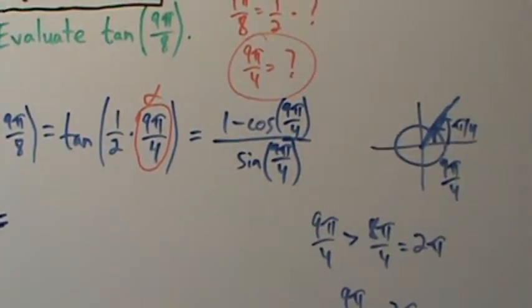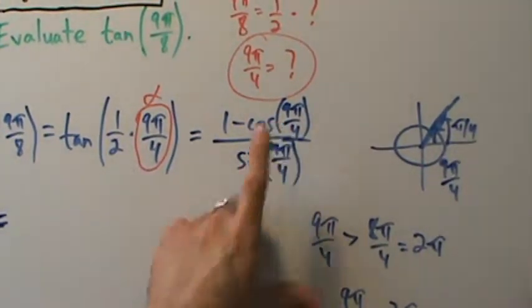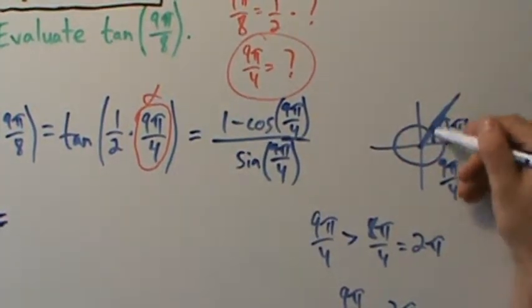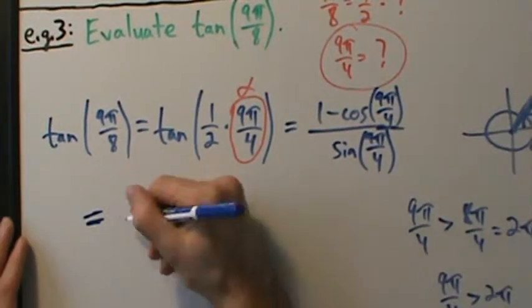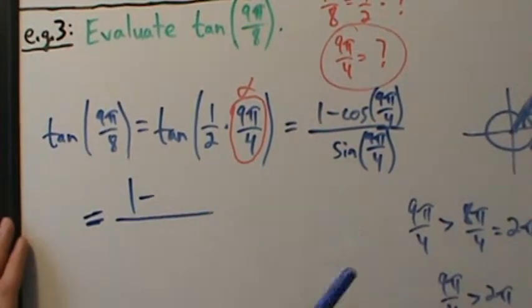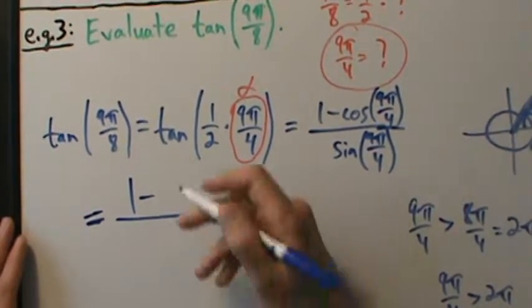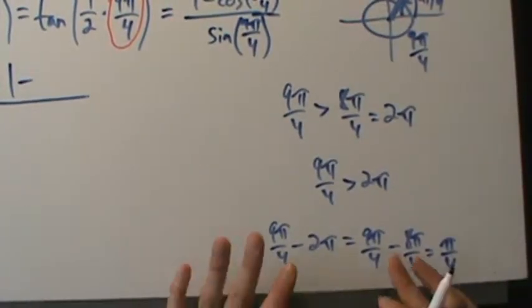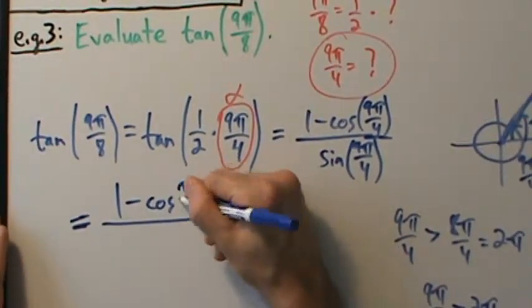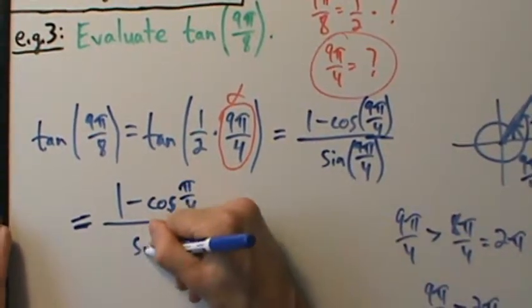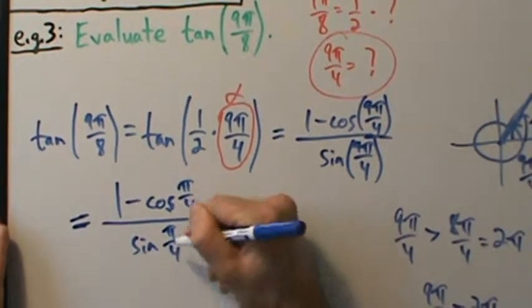So in other words, cosine of 9 pi over 4 is the same thing as cosine of pi over 4, because these two angles have the same terminal side. The same thing is true for sine. Sine of 9 pi over 4 equals sine of pi over 4, because 9 pi over 4 and pi over 4 are coterminal angles. So this is 1 minus cosine of pi over 4 divided by the sine of pi over 4.